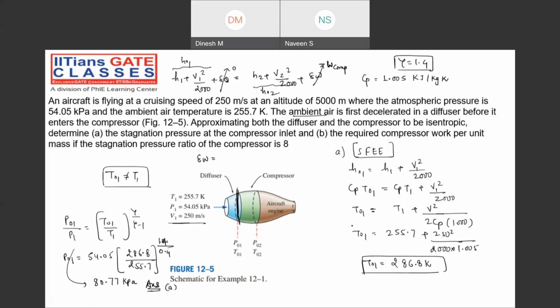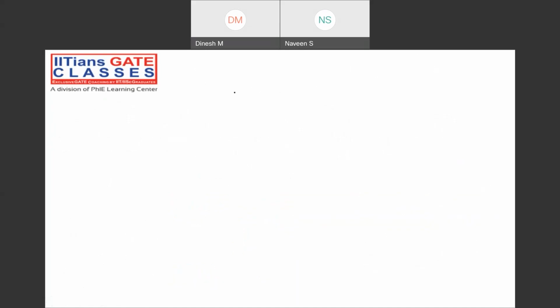Because we are giving the work input to the system, that is negative. So delta W will be minus of the work of the compressor. So work of compression will be what? Okay, first complete this part, or let me just note the equation. So H01 equals H02 minus work of compression. So work of compression will be H02 minus H01.